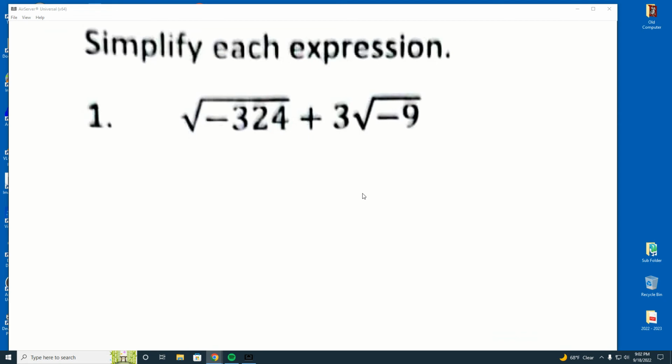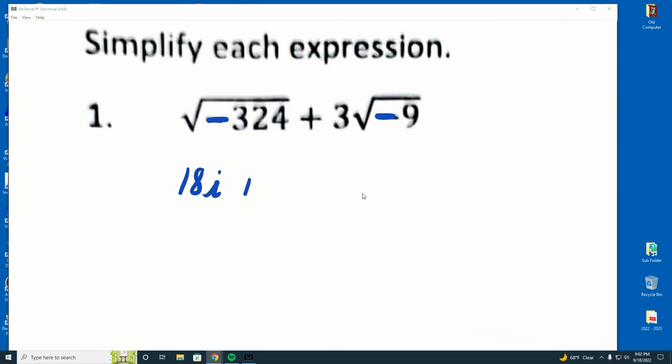So here we go. Negatives in a radical, we said those come out as an i. And then the 324, remember, if you're not sure whether or not it's a perfect square, try it. If I type in second x squared in my calculator and then plug in 324, sure enough, 18 comes out. It is a perfect square.